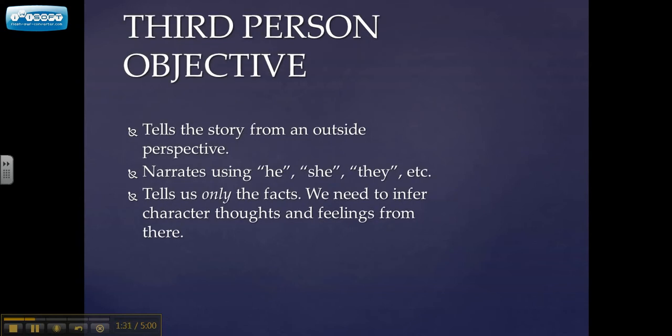Third person objective is the narration style or point of view that tells the story from an outside perspective. Third person is going to narrate using the pronouns he, she, they, etc. So it's somebody looking in at the story, not actually involved. With the third person objective in particular, we get only the facts, so we need to infer character thoughts and feelings from there. We don't really get any sort of clue about how they feel about the situation at all.